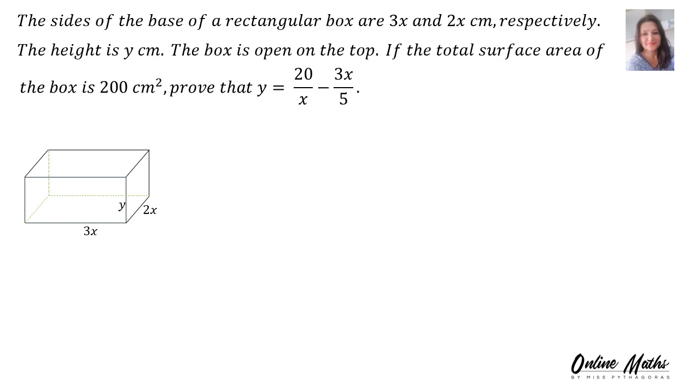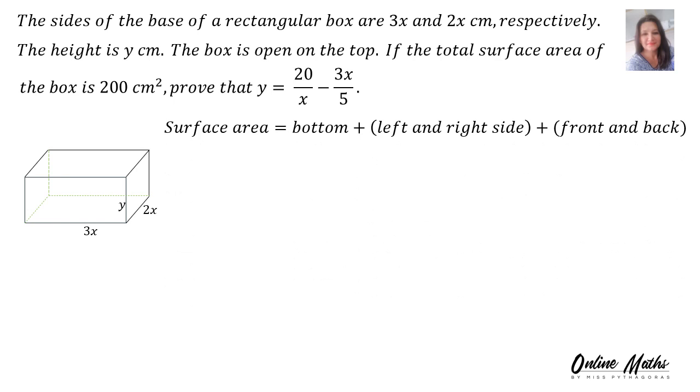Example 3. The sides of the base of a rectangular box are 3x and 2x centimeters respectively. The height is y centimeters. The box is open on the top. If the total surface area of the box is 200 centimeters squared, prove that y is equal to 20 over x minus 3x over 5. So we will start by finding a formula for the surface area.